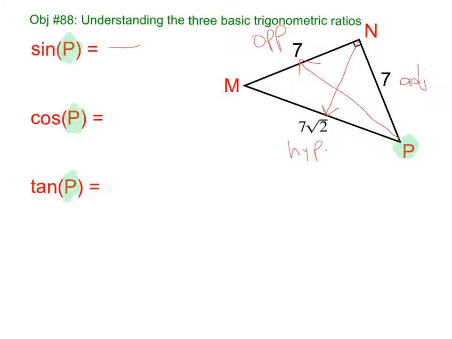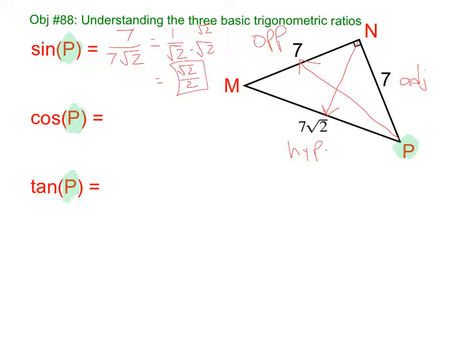So sine is opposite over hypotenuse. So 7 over 7 root 2. Now we can actually simplify that. That's 1 over root 2. What do you notice? Remember back from our lesson on Monday, we're not supposed to have a square root in the denominator. So now I'm going to rationalize. So my answer is root 2 over 2.